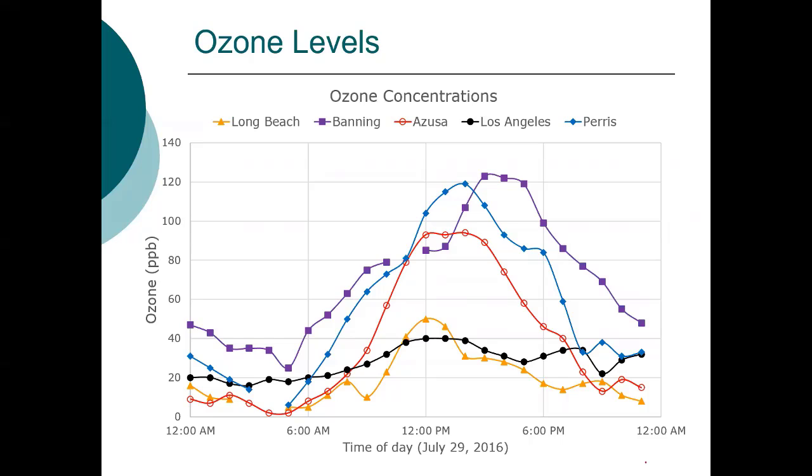Now, if we look at all 5 locations, and I should have these in order from west to east, from the west, Long Beach is the most westerly city, followed by LA, Azusa, Paris, and Banning. And I thought I got rid of the lines, but apparently not. So what do we see here?